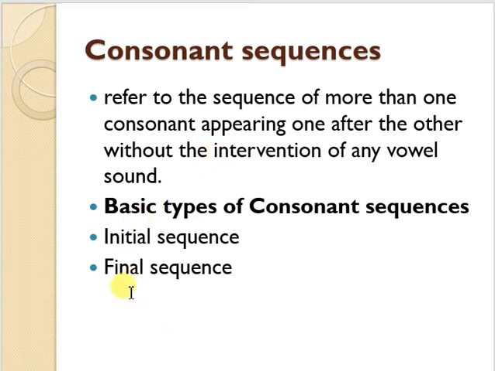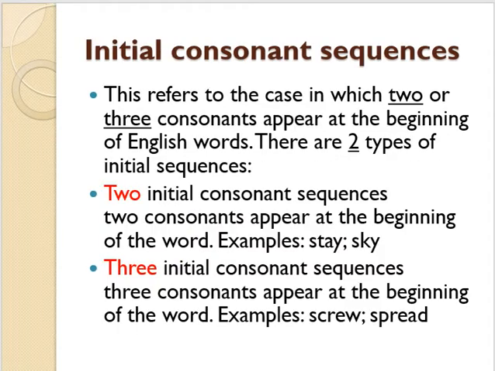There are two types of consonant sequences. We have initial sequences and final sequences. What is an initial sequence? Let us take it in detail. This refers to the case in which we have two or three consonants appearing at the beginning of English words. Of course we are speaking in the context of English.